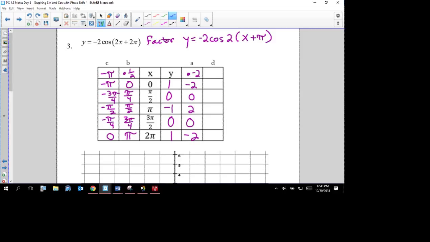So if you have checked your table and your table looks like my table, then feel free to keep going and graph. I will put the graph up. And then you guys have 2 assignments you can be working on also once you're waiting for my graph to go up.